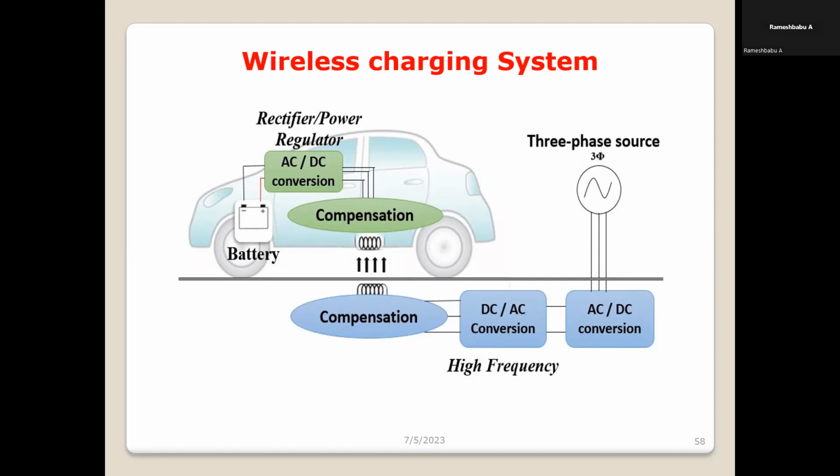Okay, so there are two types of charging methods. One is static wireless charging, another one is dynamic wireless charging. Static is nothing but the vehicle gets charged while it remains in a static place, and dynamic means it is charged while it is in motion.